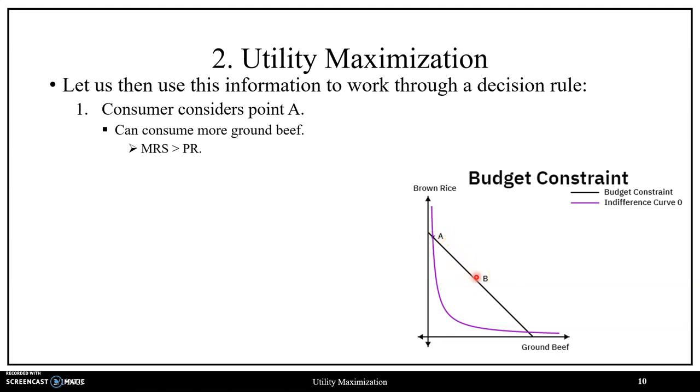So then, if point A doesn't make the consumer the best off possible, what about our other intersection point, which we'll call point C? Is the consumer the best off possible?